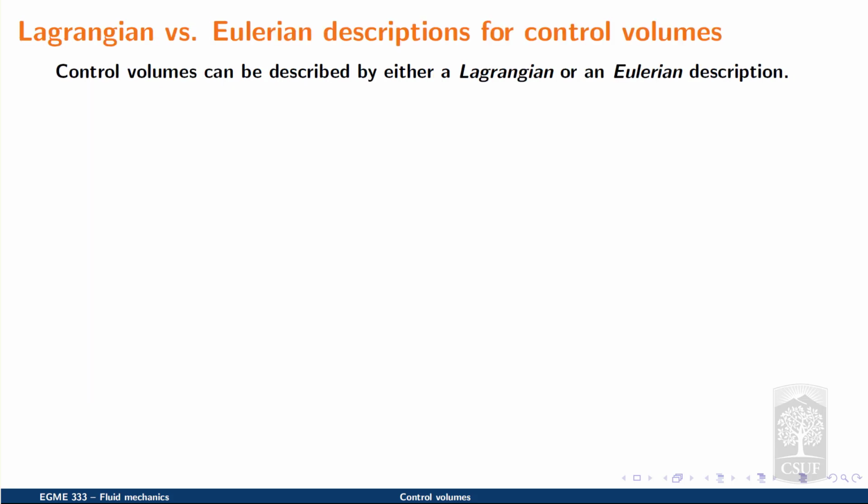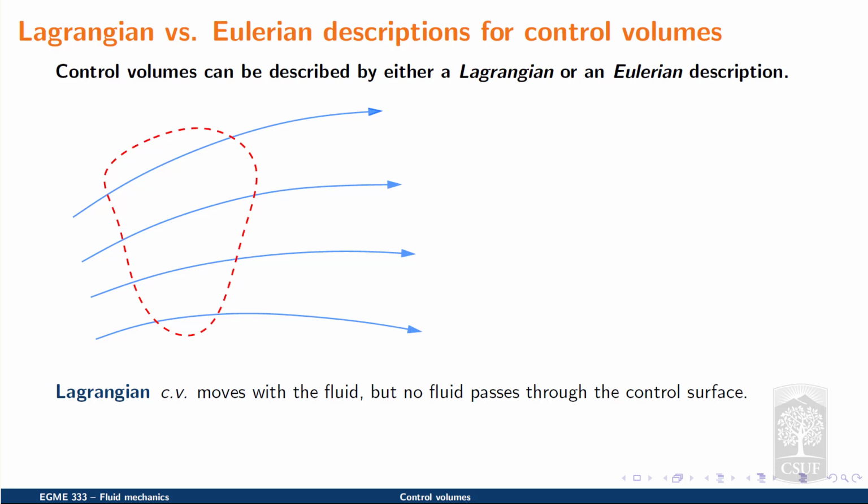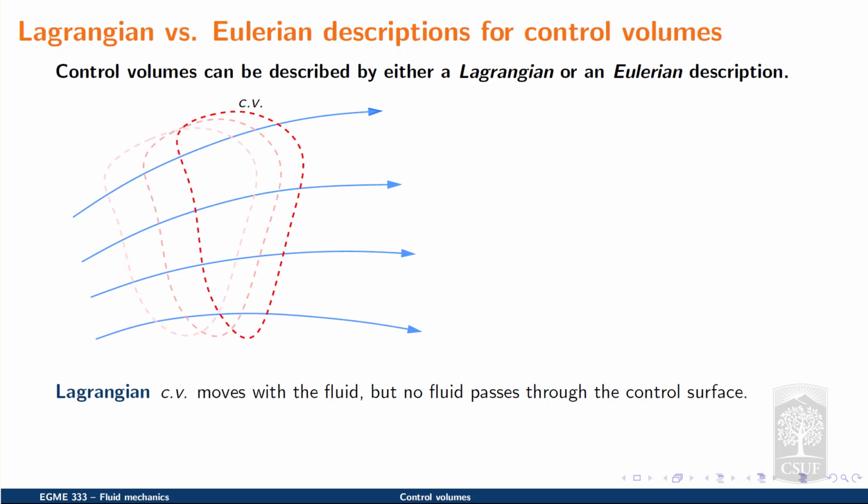There are two ways to describe control volumes. They are either through a Lagrangian description or an Eulerian description. In the Lagrangian description of a control volume, the control volume moves with the fluid. So no fluid is allowed to pass through the control surface, such as in a control mass approach, where the control surface or the velocity of the control surface is locally defined by the corresponding local velocity field.